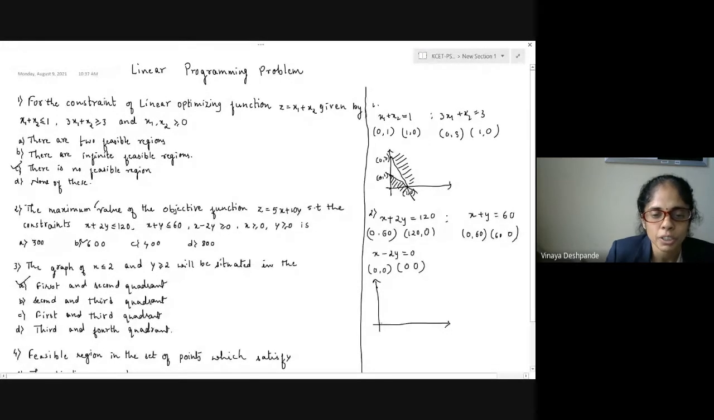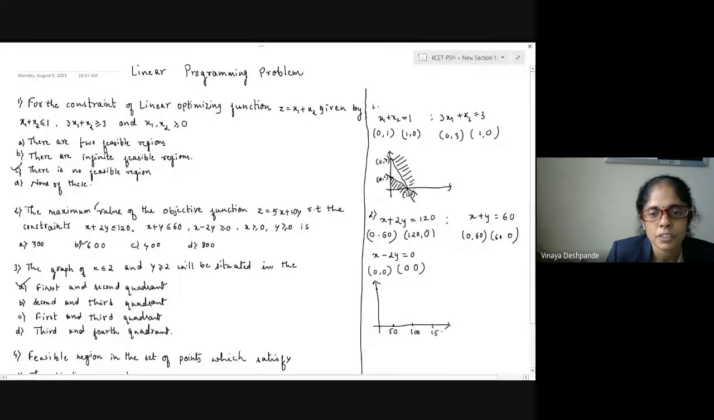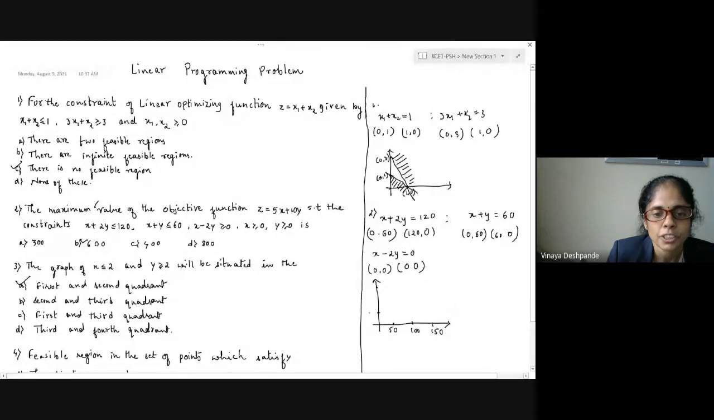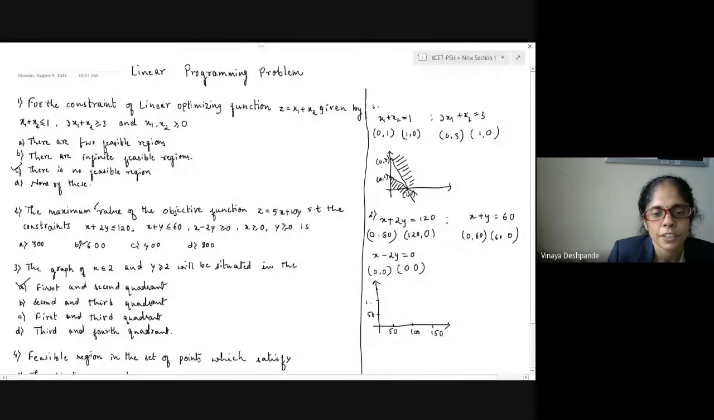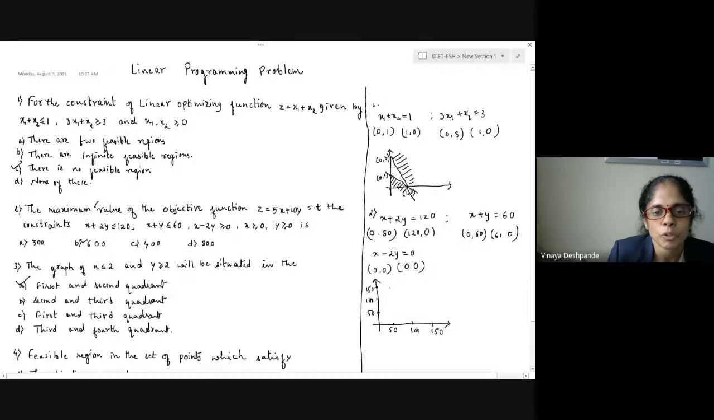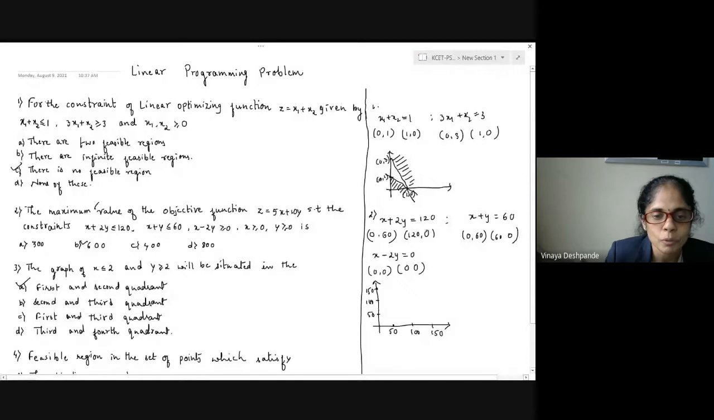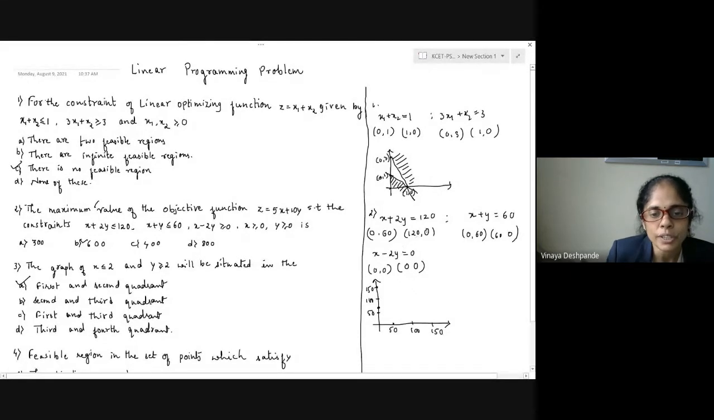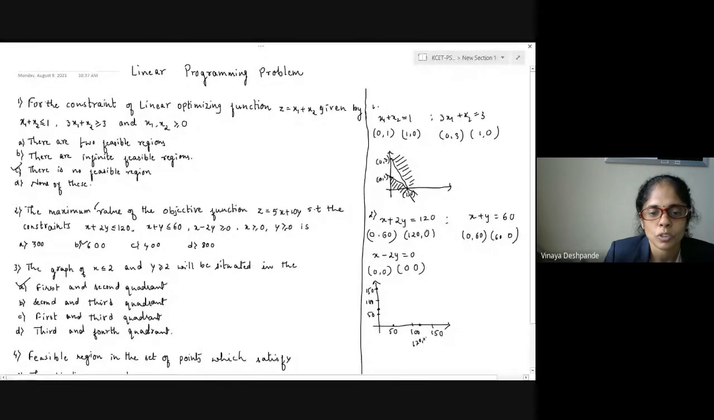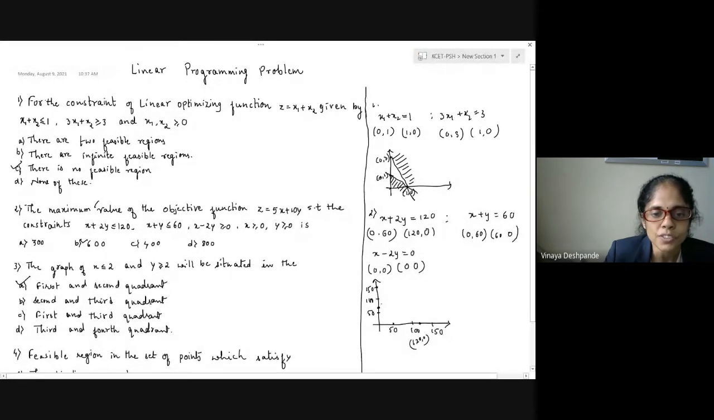So here let me take the scale approximately. This is 50, 100, 150. Here also 50, 100, 150. Now let us plot the points. X is 0, Y is 60, somewhere here approximately. Then X is 120, Y is 0, here approximately. This is 120, 0, and this point is 0, 60. Let us join these 2 points with the help of a straight line.